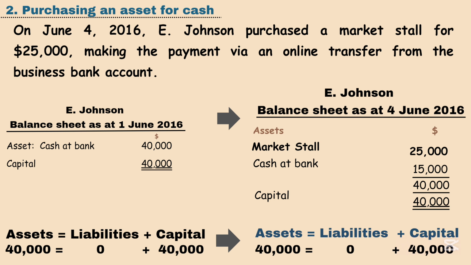On the assets, we have market stall, $25,000, and cash at bank, $15,000. The total assets is $40,000. Capital, which is the owner's investment, is still $40,000. Since cash was used to buy the market stall, the total assets remain the same, just in a different form.